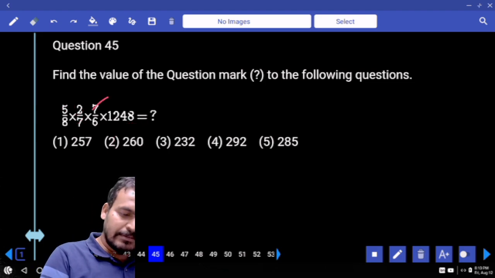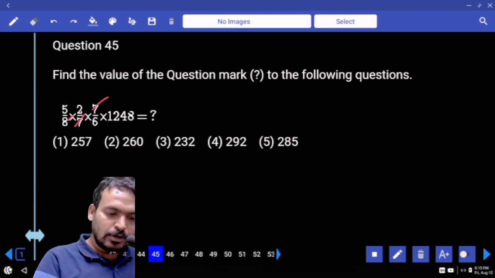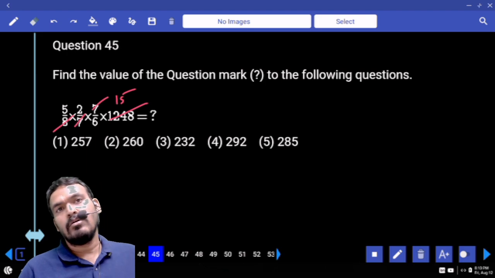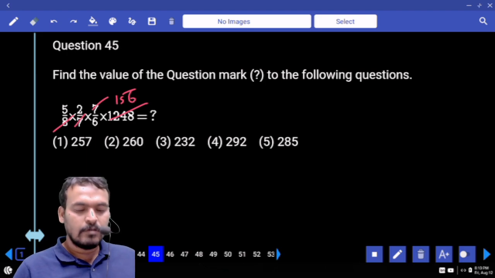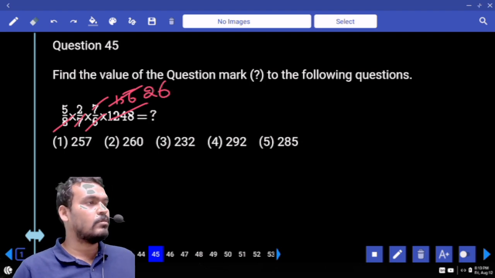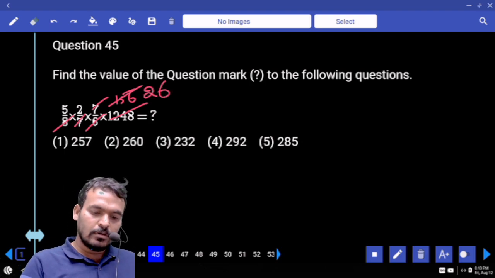7 and 7 get cancelled. 8 how many times? 1, 2, 4. 8 times 15 is how much? 120. 8 times 6 is 48. 6 how many times? 26 times or not? 26 into 10, 260 or not?